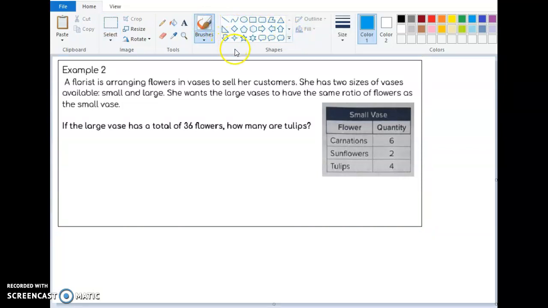If the large vase has a total of 36 flowers, how many tulips are there? Okay? You should have underlined what you thought was important. If not, pause and then come back.